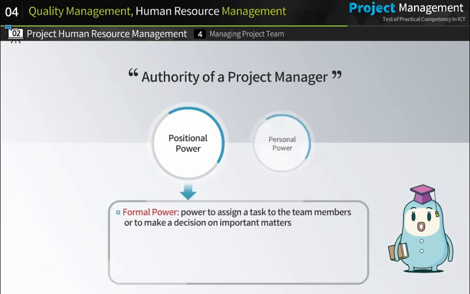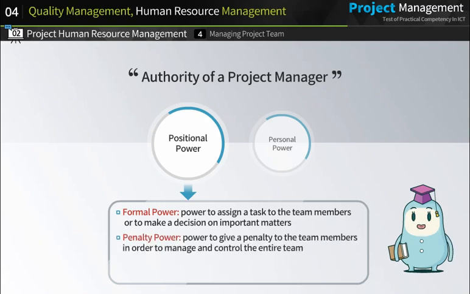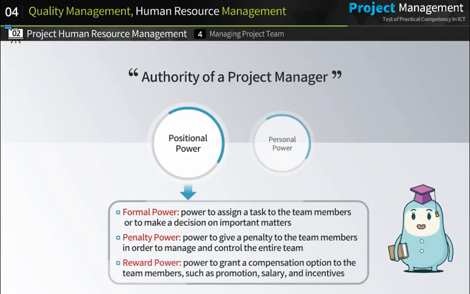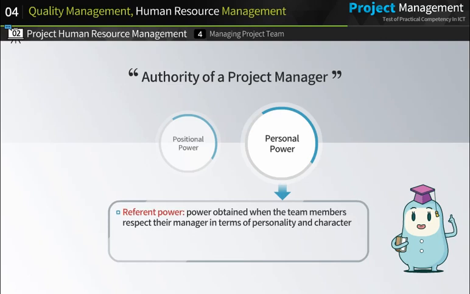First, positional power includes formal power, which is the power to assign a task to the team members or to make a decision on important matters. Penalty power is the power to give a penalty to the team members in order to manage and control the entire team. Reward power is the power to grant a compensation option to the team members, such as promotion, salary increase, and incentives. Next, personal power of a project manager.